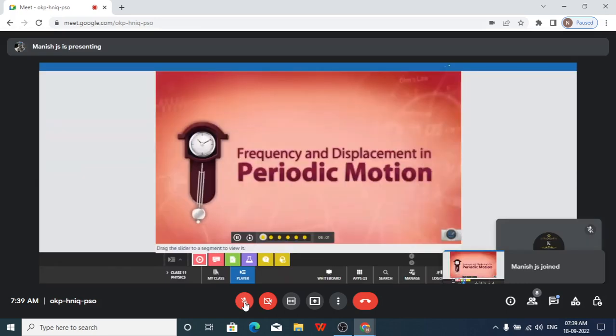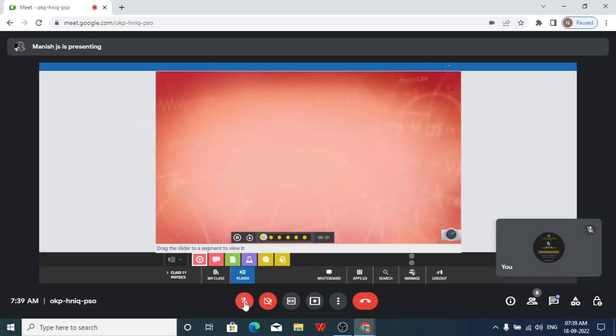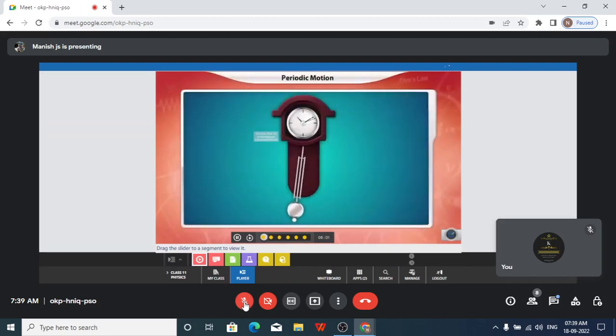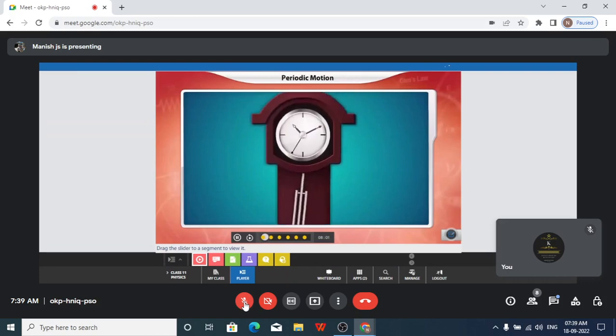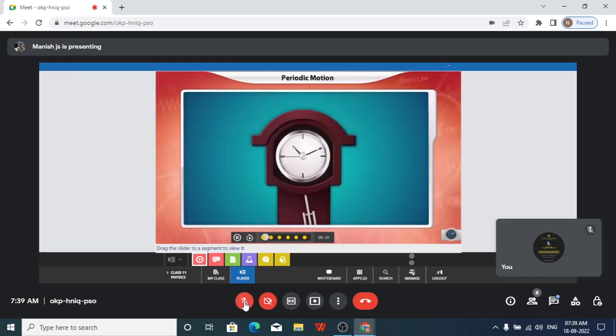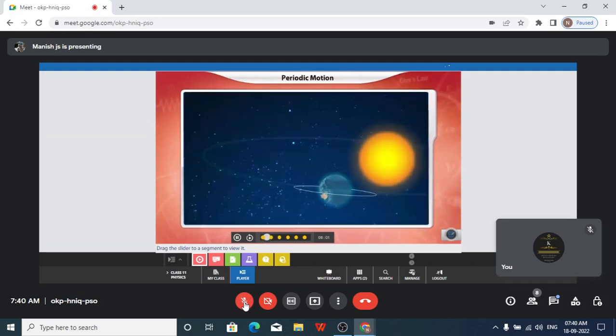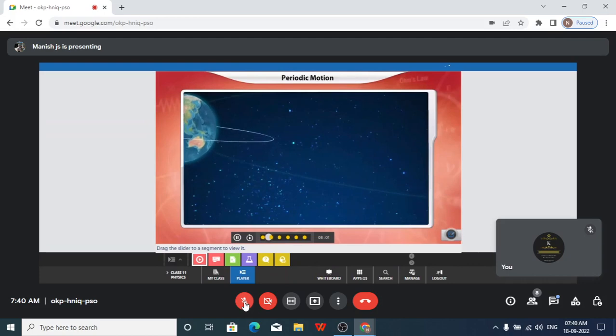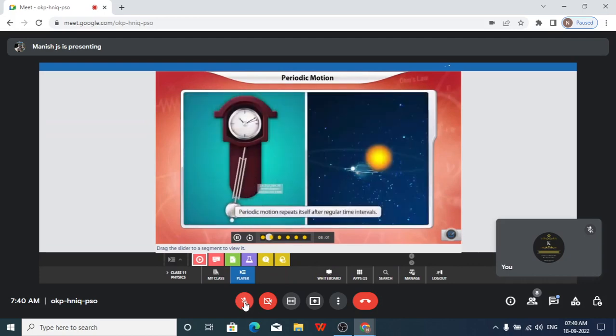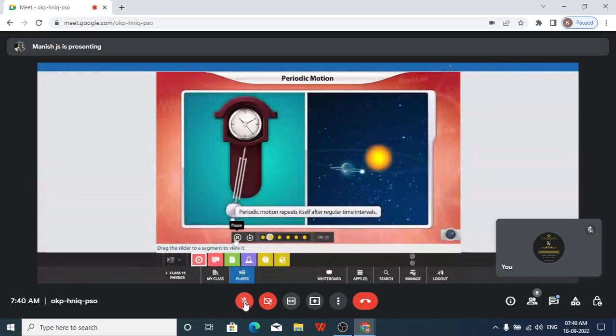Frequency and displacement in periodic motion. Have you ever observed the motion of the pendulum in a clock or the motion of a clock's hands? Each of these bodies, that is the pendulum and the hands, follow the same respective path over and over again with time. Even Earth revolves around the Sun along the same path repetitively after certain time intervals. This is also true of the Moon, which revolves around Earth. Such a motion which repeats itself in regular time intervals is called periodic motion.